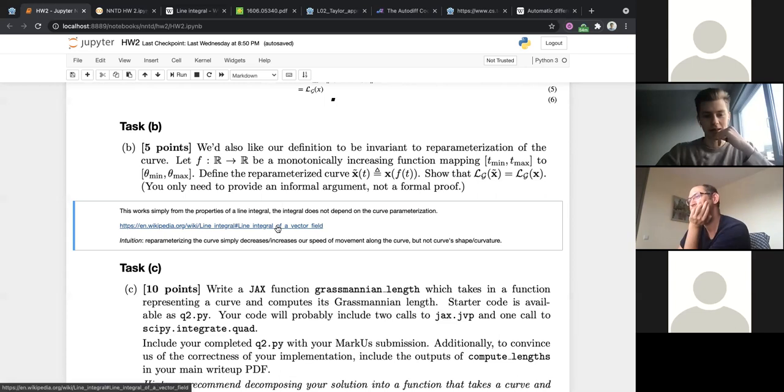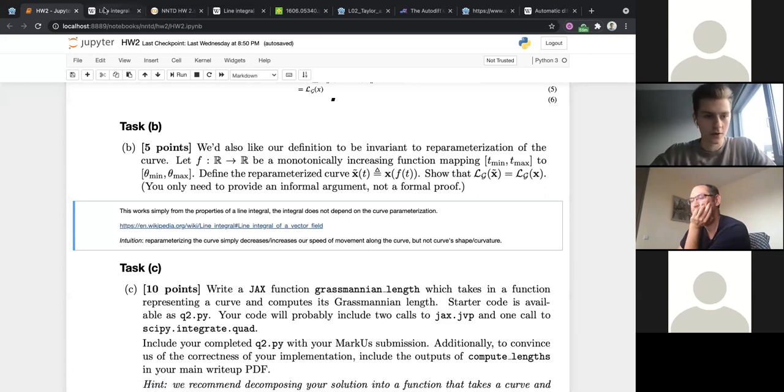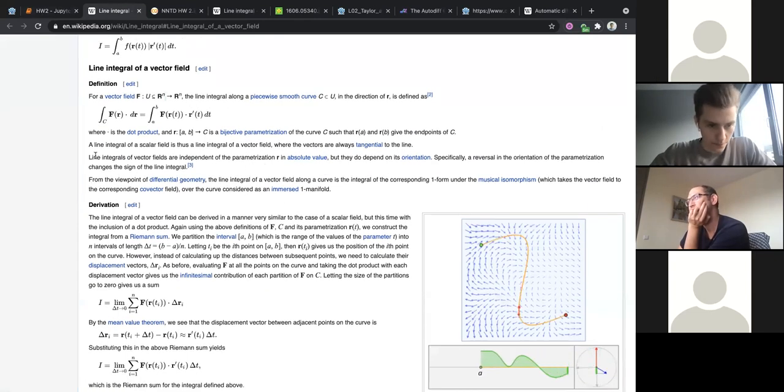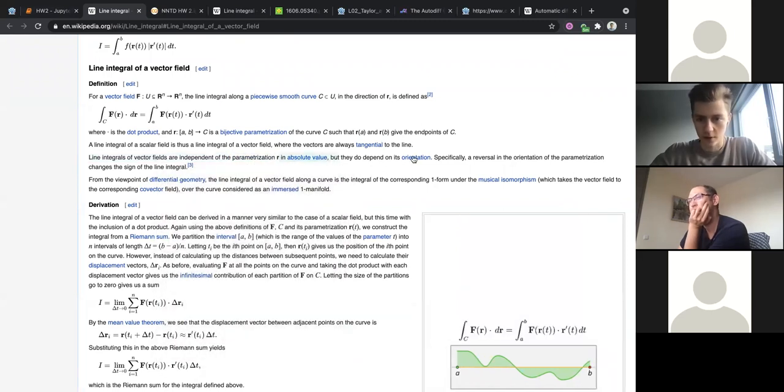Mathematically, I don't understand how to derive this myself, but there's this notion that if you take a line integral, the value of the integral would not depend on the curve parameterization. So I saw it here. Basically, it's the same definition of the curve. It takes some input, and we get an R^n output. And then this is a line. So we get some line, and here, line integrals of vector fields are independent of parameterization. R is our time t in absolute value, but they do depend on its orientation.